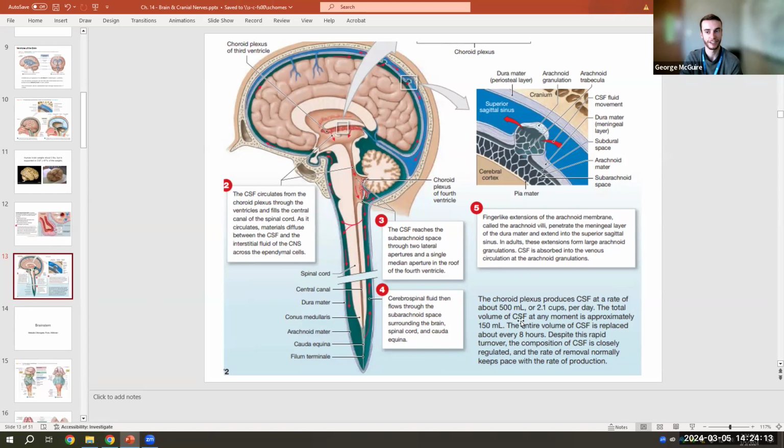It makes CSF at a rate of about 500 milliliters or 2.1 cups per day. So not extremely a lot, right? Relative to the space it's filling, maybe that is a lot, but not a whole lot. Your entire CSF is replaced on average around every 8 hours. Kind of cool too.